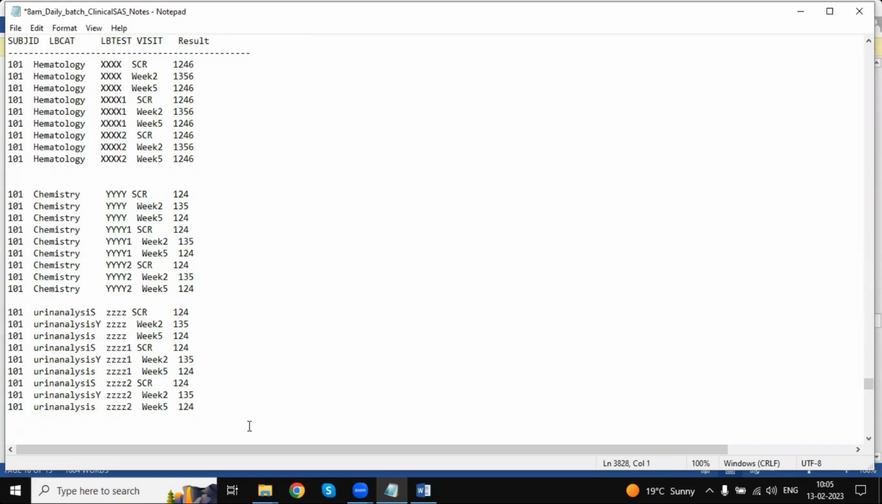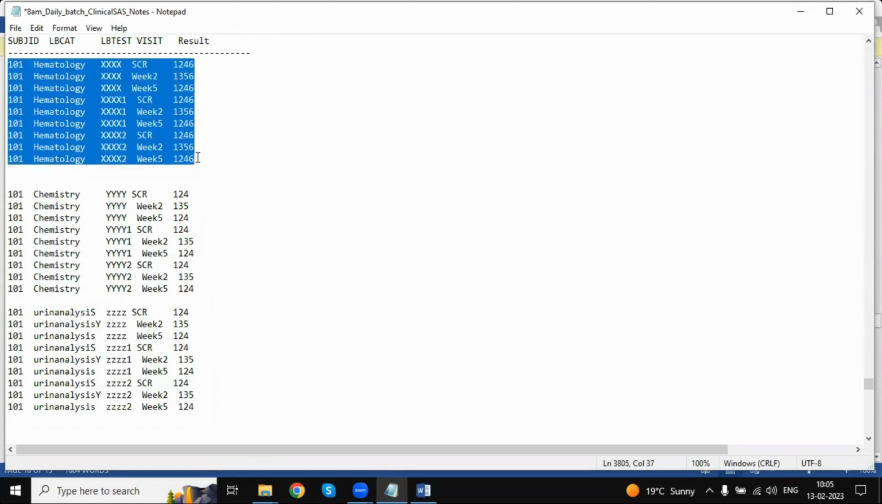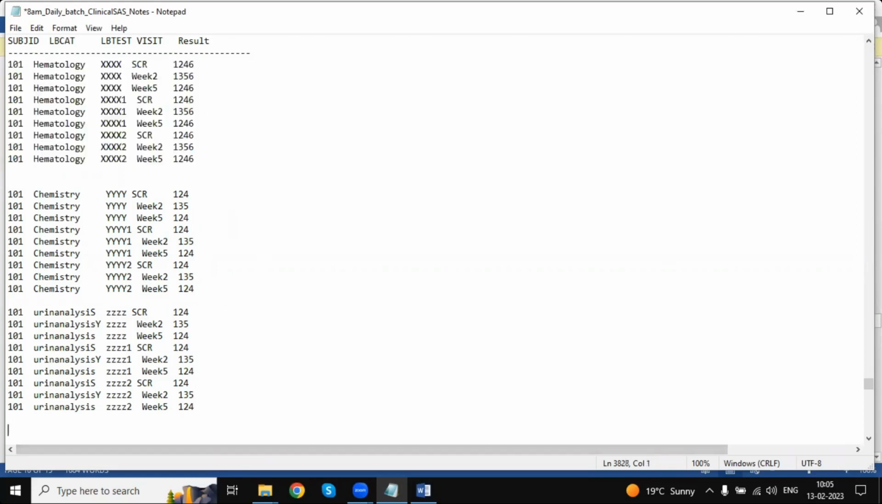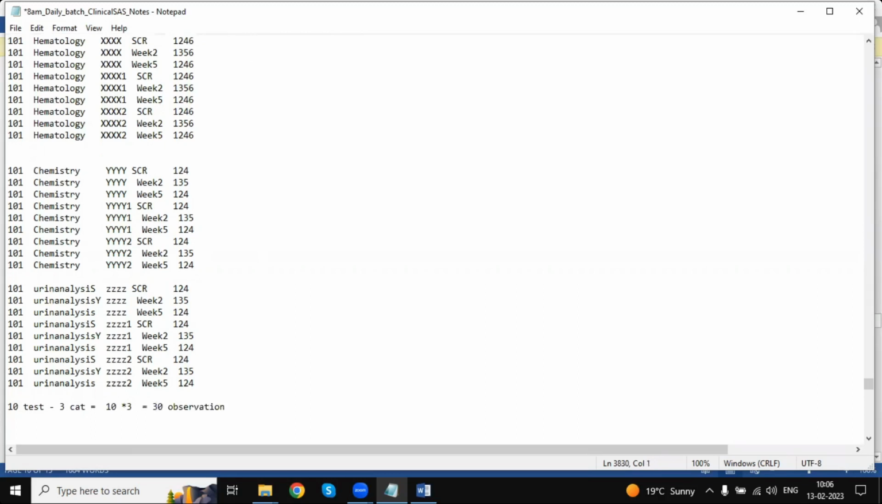The sample data I took. Approximately how many, let us assume 3, 6, 9. Approximately, let us assume 10 tests you are doing for one category. So 3 categories, 3 tests. For 3 categories, how many observations are you getting? 10 into 3, so approximately 30 observations you are getting. That too for one subject itself.